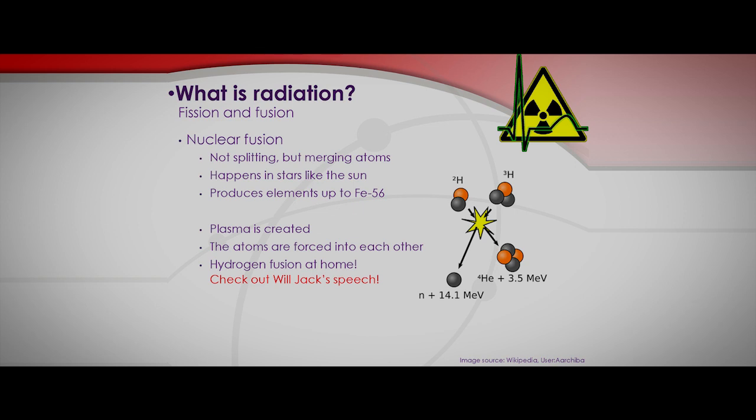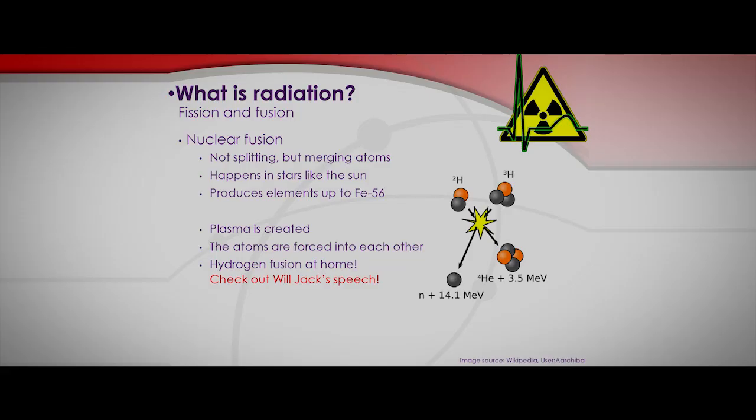And nuclear fusion is not splitting atoms, but merging atoms, with less of an energy release in that reaction. It happens in stars like our sun and produces elements up to iron-56, which is the least exothermic reaction that can occur. Every other element, the golden marriage ring you might be wearing, is produced in a much more extreme event in space, which I'll just mention later as well.